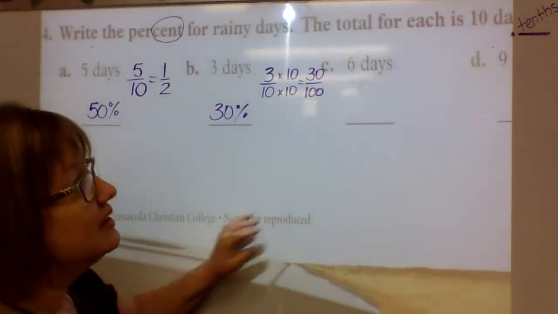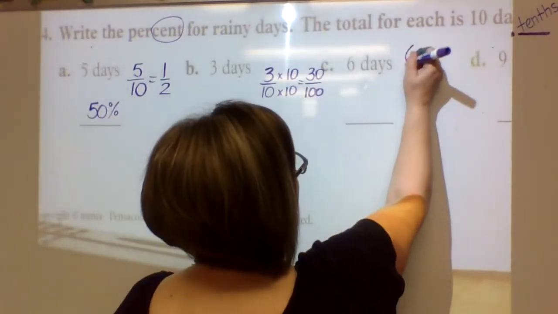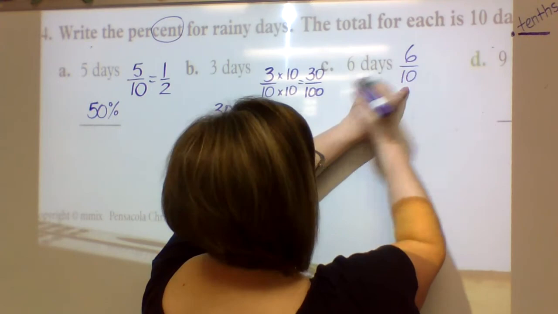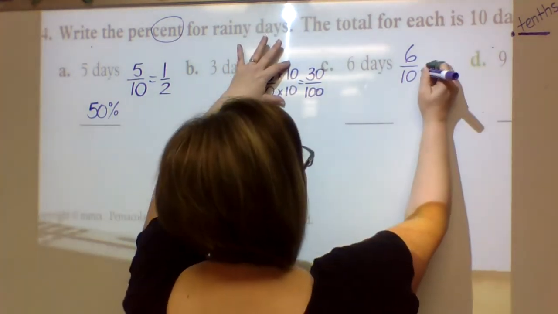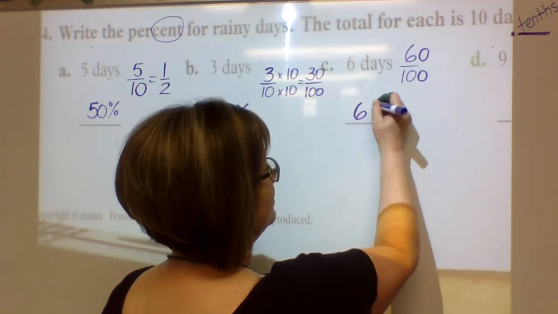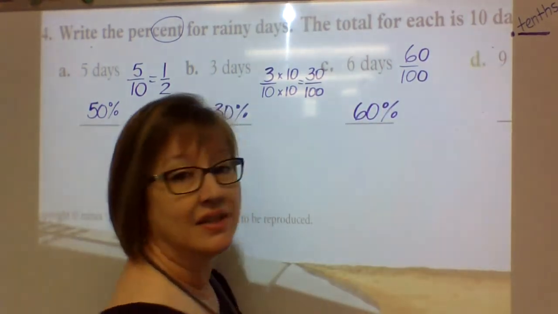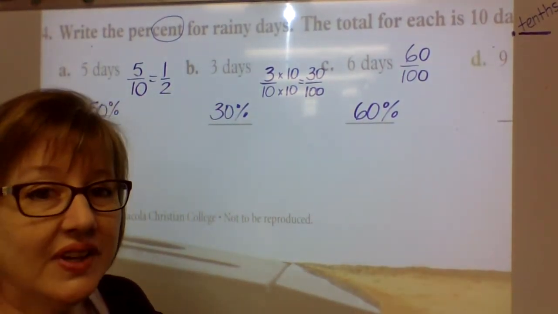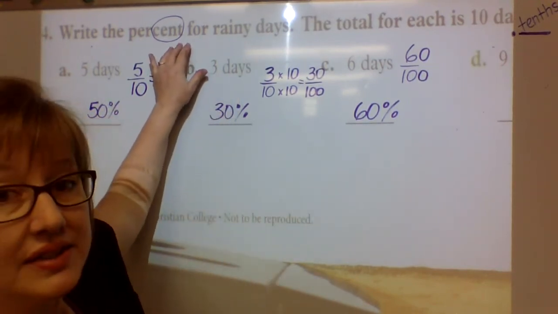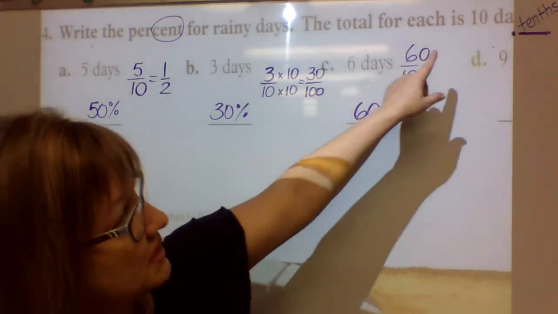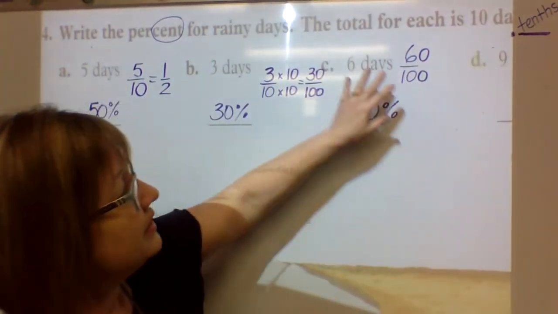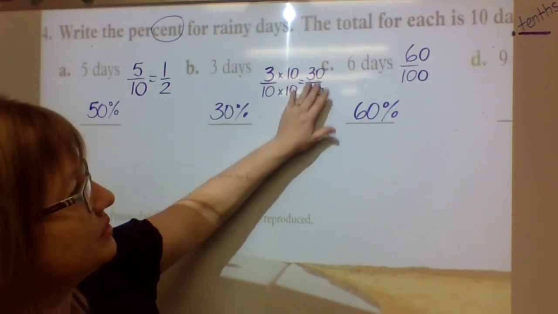Do you see? 6 days, again, 6 out of 10. Make this into 100. You can either do times 10 like we just did, or you can add a 0 to each one. That makes it even easier. That's 60 out of 100 is 60%. Do you see? Because it's always based on 100. Percent is based on 100. So in this case, since the denominator is 10, because they said it's based on 10 days, then you can change that easily into 100.